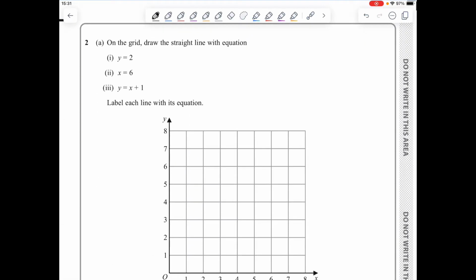For part A of question 2, I'll start with the third line. Now to plot the line, I'll create a table of x and y values. Now I'll put 3 random x values, 0, 3, and 6, and use the formula to calculate the y values, which come out to be 1, 4, and 7. So now I'm going to plot those 3 points and join them using a straight line.